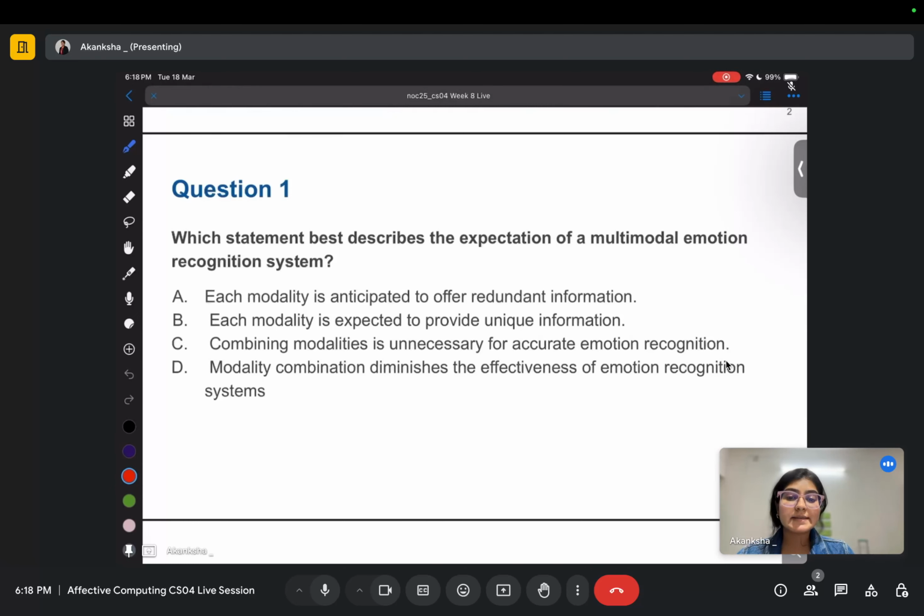Each modality is anticipated to offer redundant information. Each modality is expected to provide unique information. Combining modalities is unnecessary for accurate emotion recognition. Modality combination diminishes the effectiveness of emotion recognition.